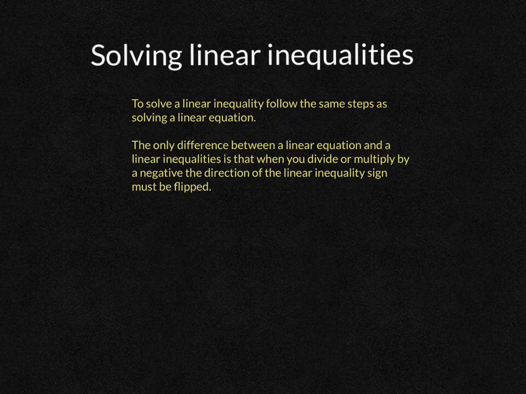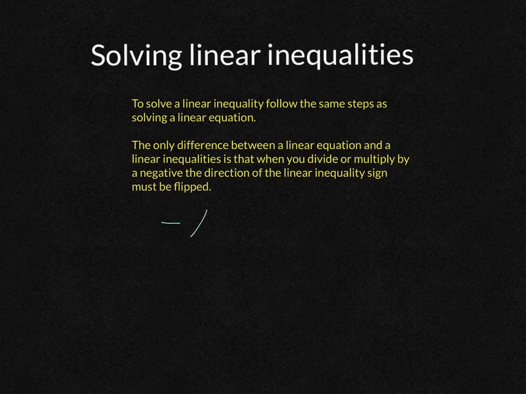To solve a linear inequality, you follow the exact same steps as a linear equation with one exception. The only difference between a linear equation and a linear inequality is that when you divide or multiply by a negative, the direction of the linear inequality sign must be flipped. Let's look at why that must happen.